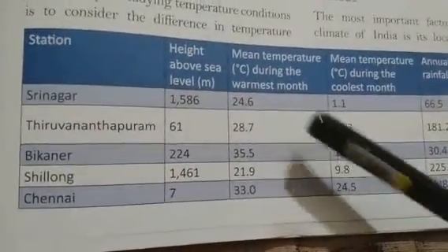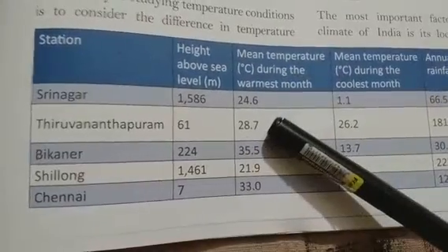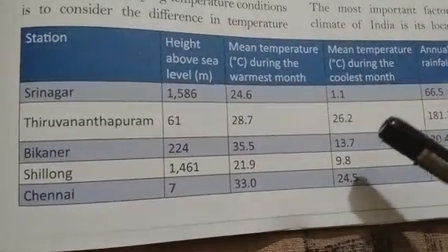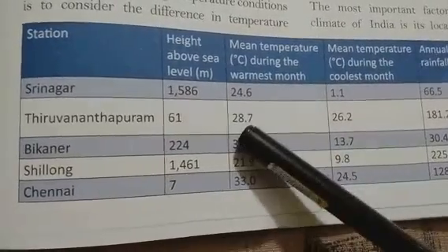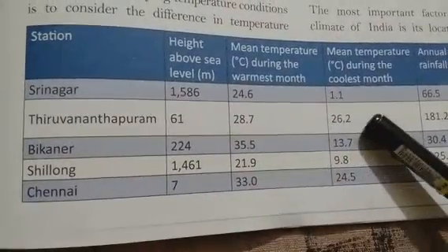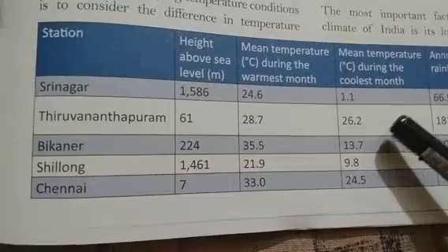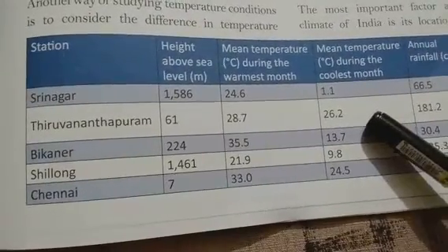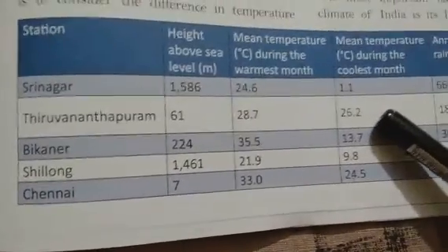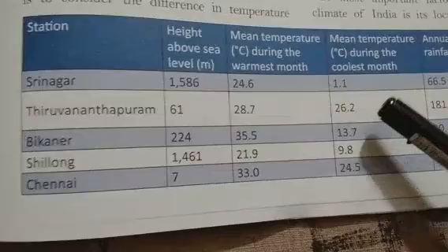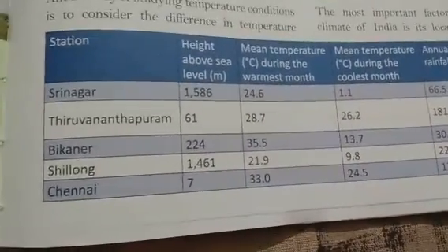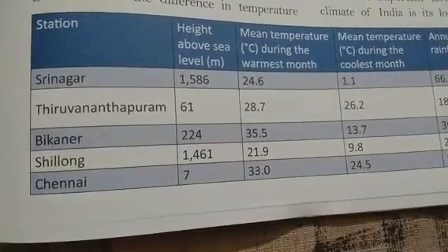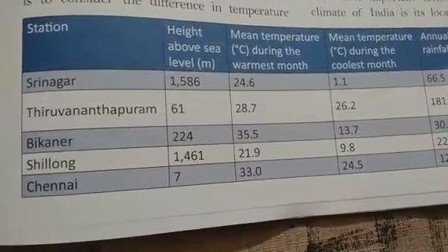So you see that among these 5 stations, Thiruvananthapuram has the lowest annual range of temperature. How is it the lowest range of temperature? You can see here during the warmest month the temperature is 28.7 degrees centigrade, and during the coolest month the temperature is 26.2 degrees centigrade. So the difference is 28.7 minus 26.2, which is equal to 2.5 degrees centigrade. That is the annual range of temperature. It is the lowest here in Thiruvananthapuram because it has a moderate climate, because Thiruvananthapuram is located at the coastal region. Usually places located near the sea and those in the equatorial regions record low annual range of temperature. Such places have equable climate.